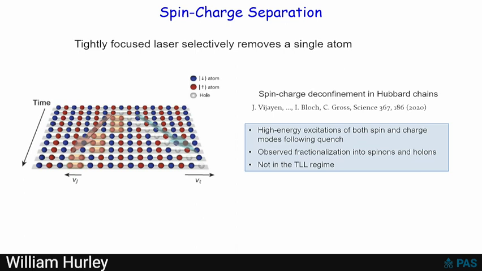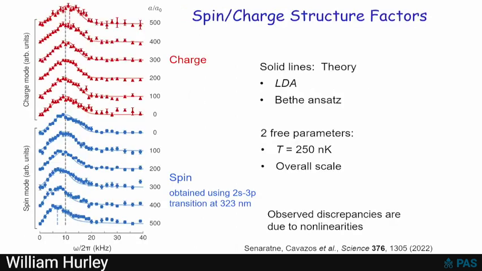This was also a pioneering experiment by Immanuel Bloch and his group, in which they selectively remove a single atom, and by removing a single atom, they produce a large energy that causes excitations of both the spin density wave and the charge density wave, and they could see that they move at different speeds. It's not in the Luttinger liquid regime, it's a higher energy excitation, but nonetheless it is spin charge separation.